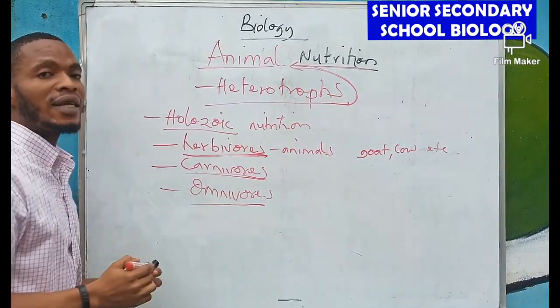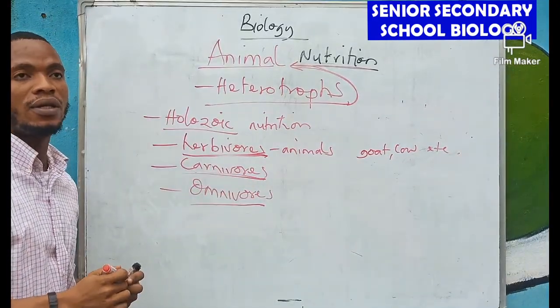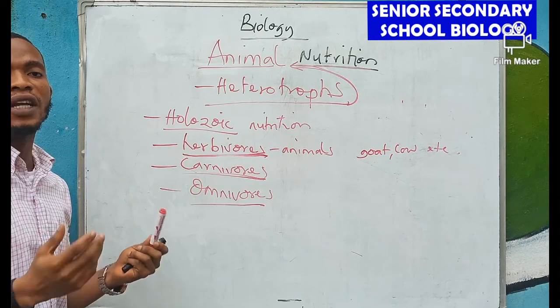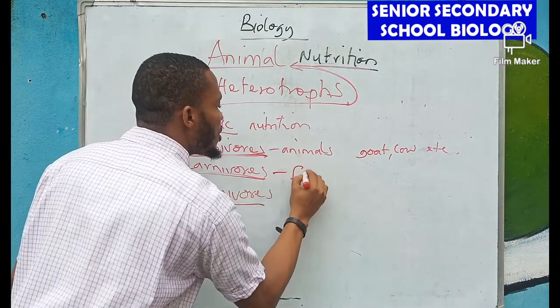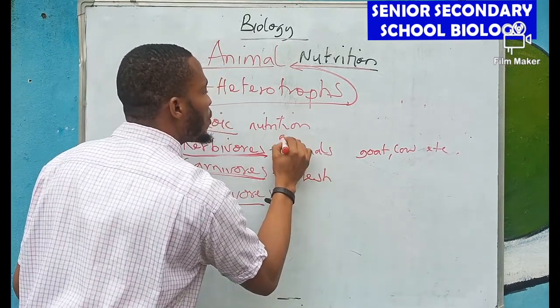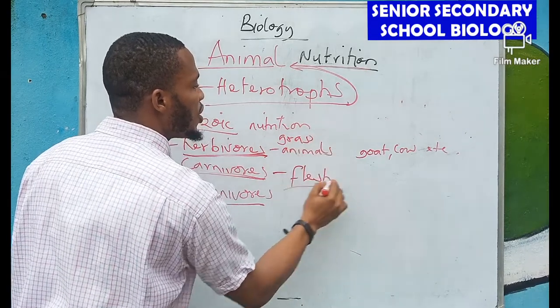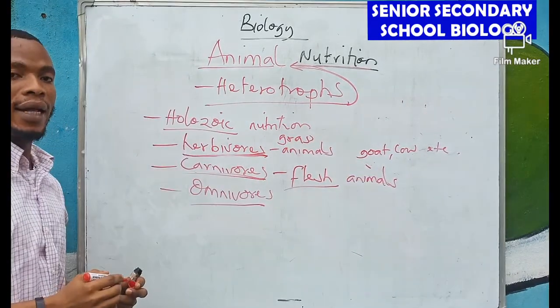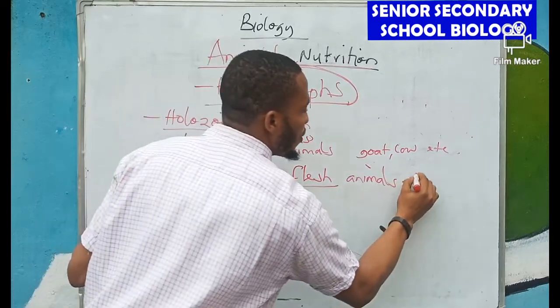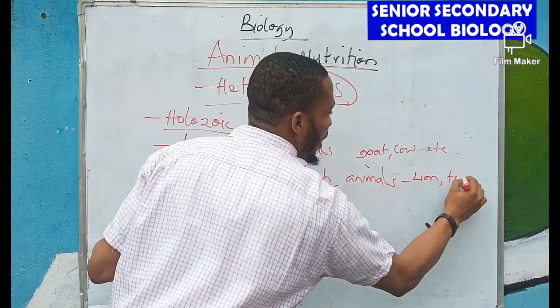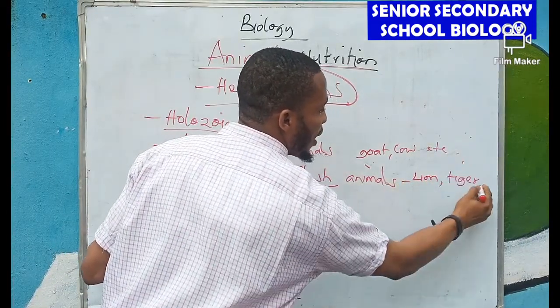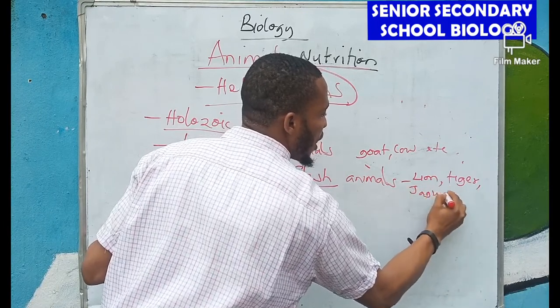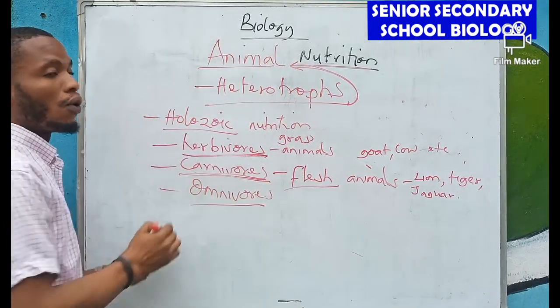Now carnivores, these are those flesh-eating animals. They are those animals that feed on flesh, or we call them what? Flesh-eating animals. These ones, they feed on grass-eating animals and other flesh-eating animals. So example is your lion, tiger, your jaguar, your cheetah, etc. So these are what? Your carnivores.